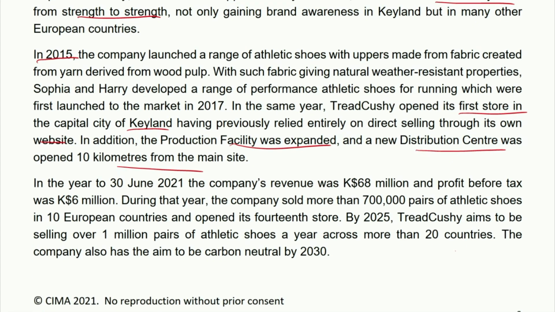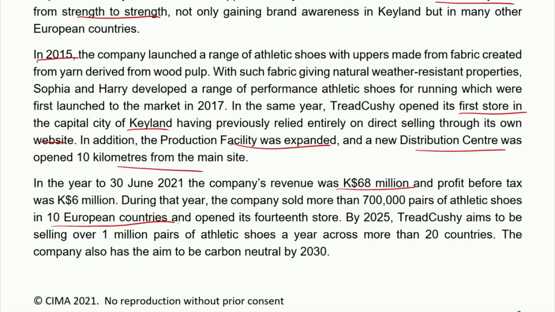So, in the year to the 30th of June 2021, which I imagine is the latest year end, the company's revenue was 68 million dollars and profit before tax of 6 million. So, 10%-ish net profit margin. So they're making money. During that year, the company sold more than 700,000 pairs of athletic shoes in 10 European countries. So they are selling significantly overseas, foreign exchange. There's also sort of logistics type issues to have to deal with, and dealing with different cultures and different languages. All that complexity is built in as soon as we start trading overseas. And opened its 14th store.